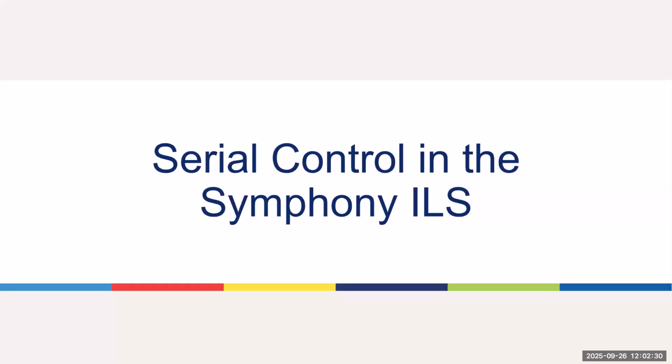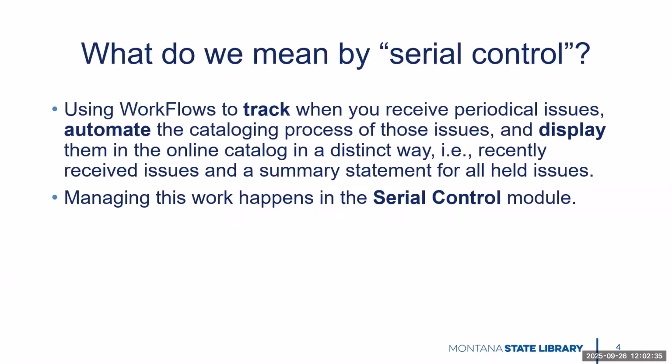So, serial control in our system. What do we mean by serial control? What we mean is using workflows to track when you receive your periodicals that you're subscribed to and automating the process of cataloging those issues without you having to. And finally, displaying those received issues in the online catalog in a distinct way.